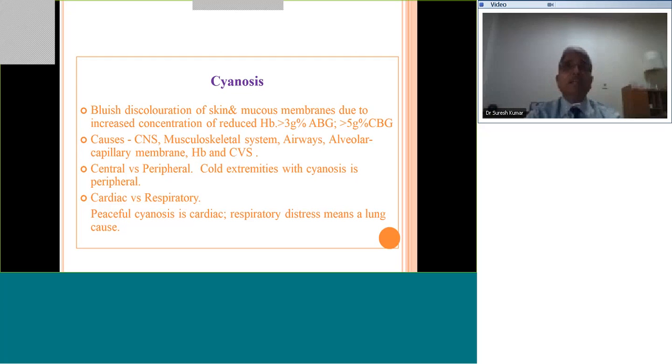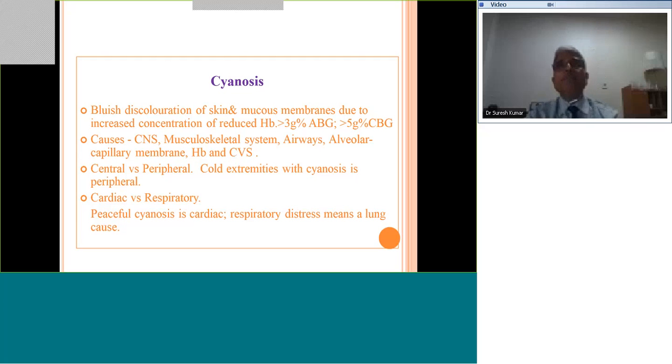Once you have concluded that there is a cyanosis, you try to make out whether it is central or peripheral. If the extremities are cold and cyanosed, it is a peripheral cyanosis. Warming the patient, like putting the patient under a warmer or using a blow warmer, would cause this type of cyanosis to disappear. And once you are able to get an SpO2 measurement, that will be normal.